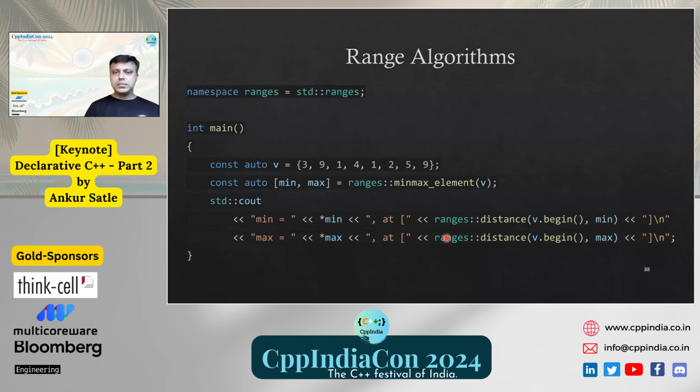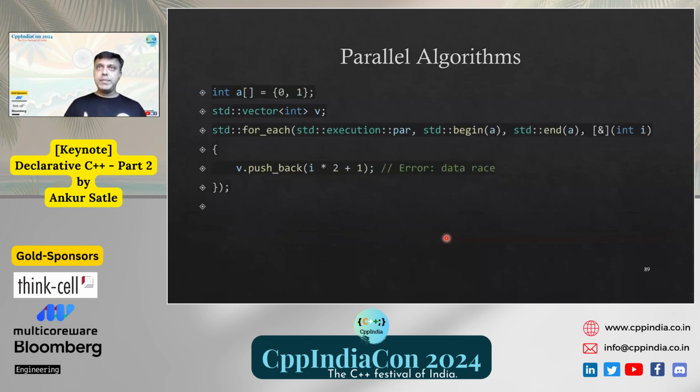So it's good. You are able to express your intent directly. But something that the range algorithms don't have is the parallel version, which the algorithms version do have. So if you have an array of two items and a vector, and you want to do a for_each with parallel execution, for a begin to end, you can do it this way.